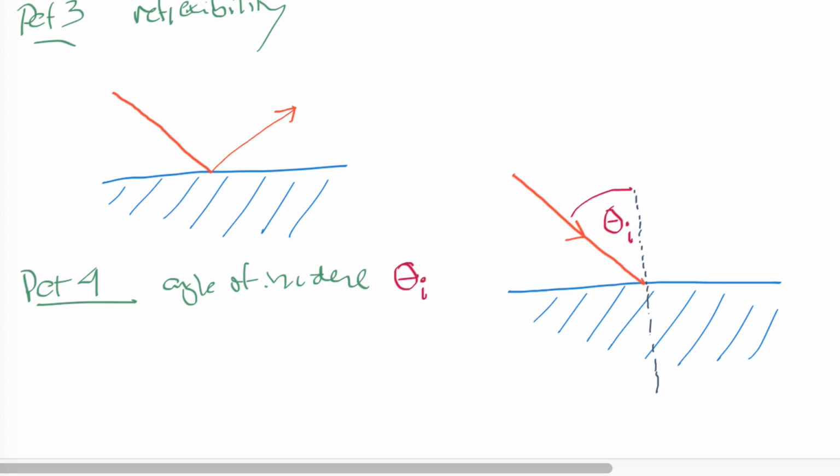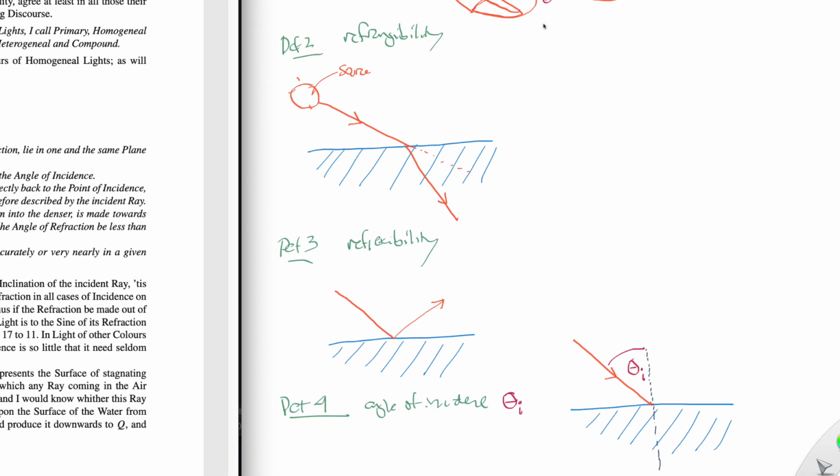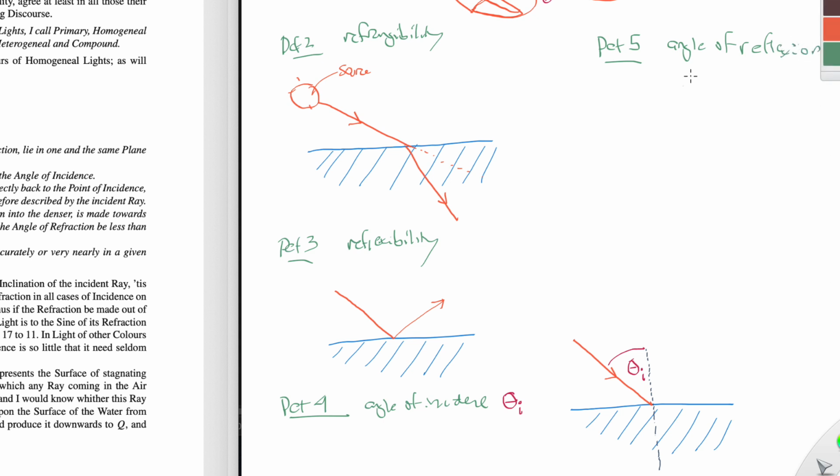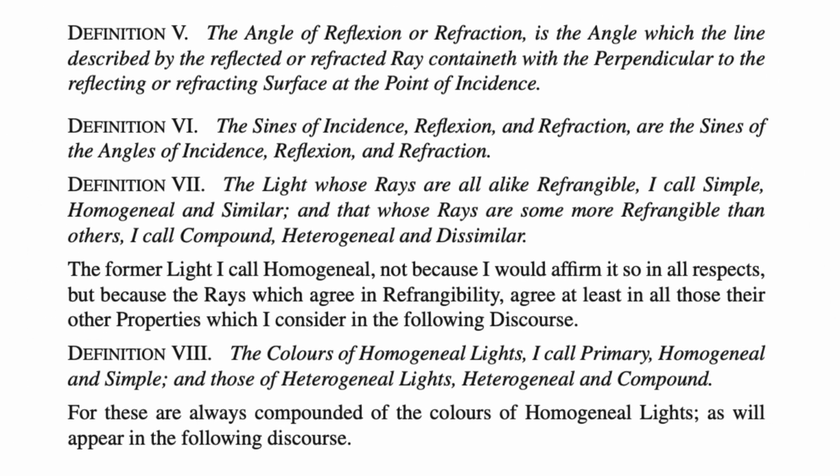Okay, definition 5. Let's go ahead and do this one before we end for the moment. So definition 5, I'll come up here and explain this. Definition 5, if back here he talked about the angle of incidence in definition 4, here he's going to talk about the angle of reflection. He uses an X because he uses an old English spelling. The angle of reflection and the angle of refraction. Okay, what does he mean? He says the angle of reflection or refraction is the angle which the line described by the reflected or the refracted ray containeth with the perpendicular to the reflecting or refracting surface at the point of incidence.